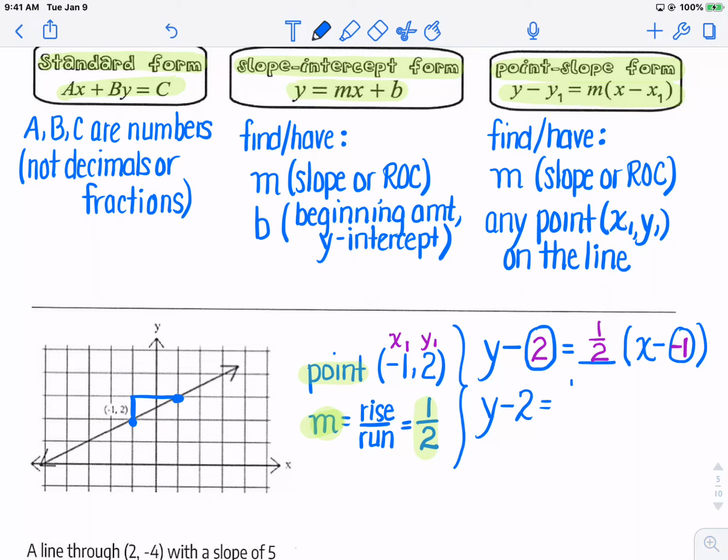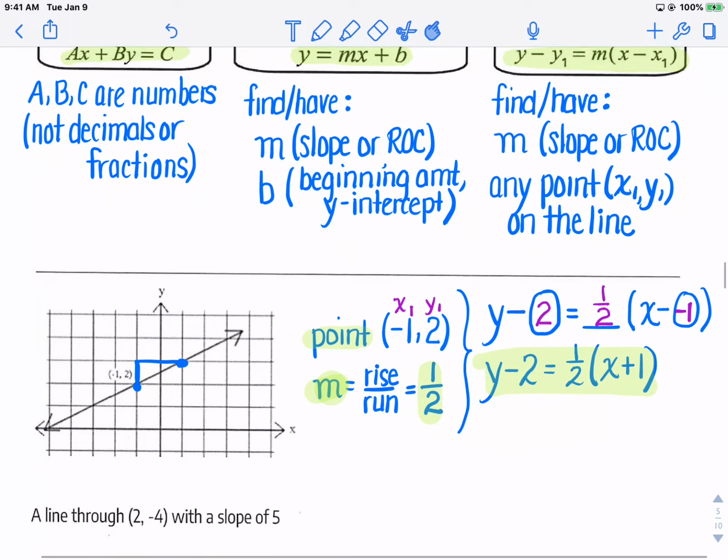Y minus 2 equals 1/2 times x minus -1, which is a keep change, x plus 1. I can stop there if they don't tell me what form of the equation to put it in, or if they say point slope is okay. If they ask me for slope-intercept, I'm going to have to move that around a little. And we'll try an example like that in a second.